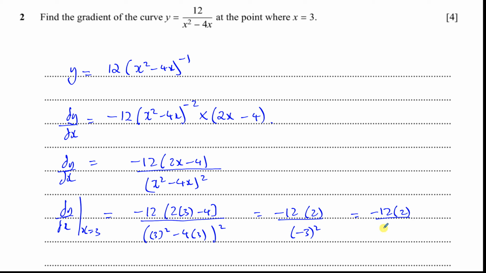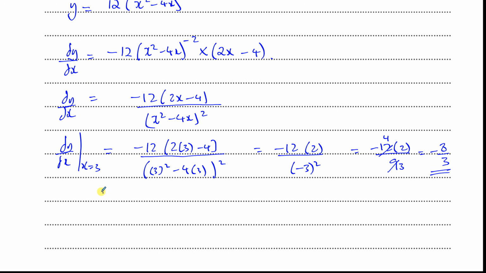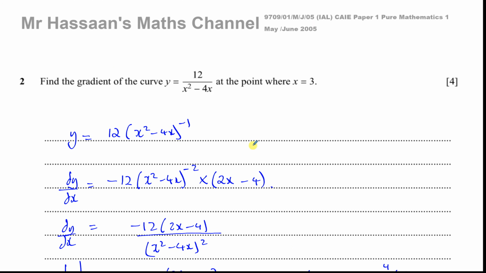So this is going to be plus 9 underneath. So we'll have 9 and 12 cancel in such a way that that becomes 3 and that becomes 4. So we're left with negative 8 over 3. So we can say that the gradient of the curve is negative 8 over 3 when x equals 3. This is the answer to the question.